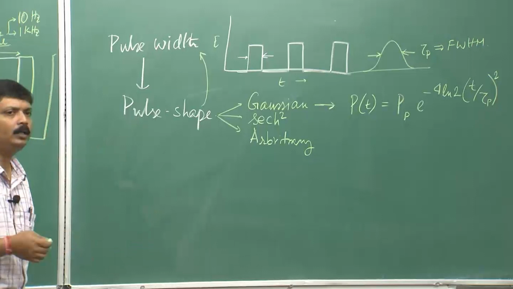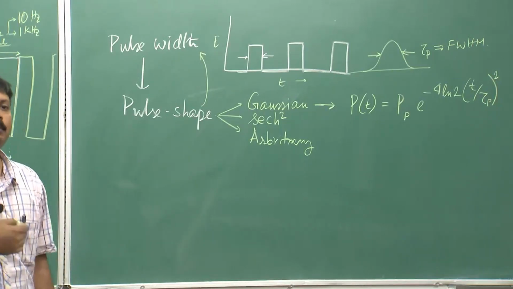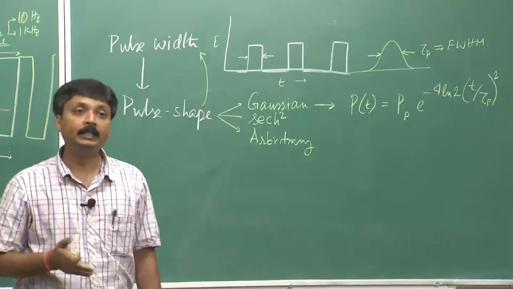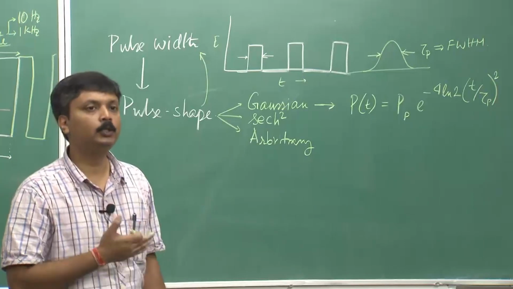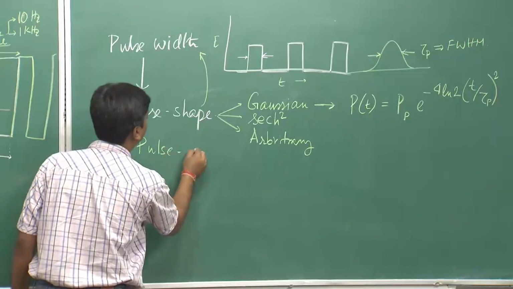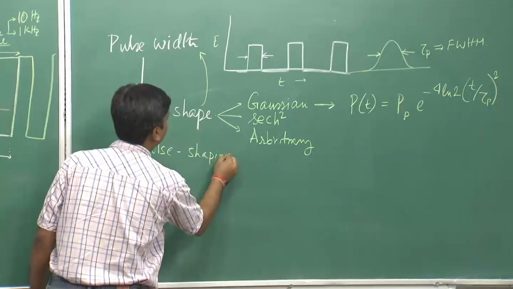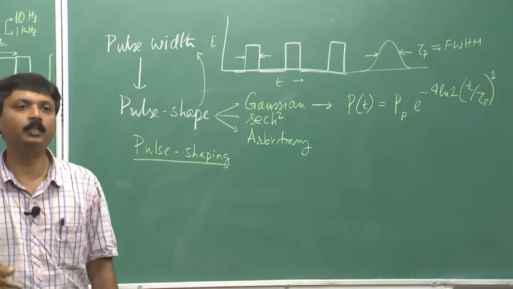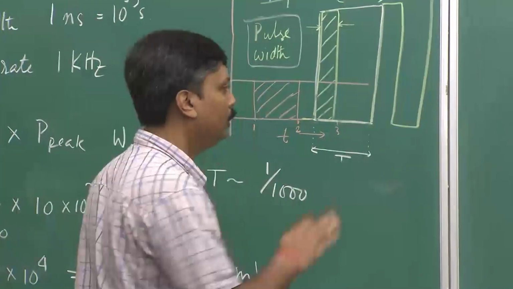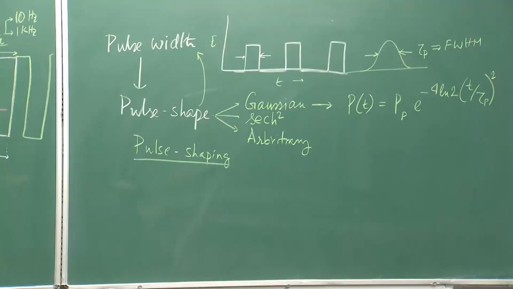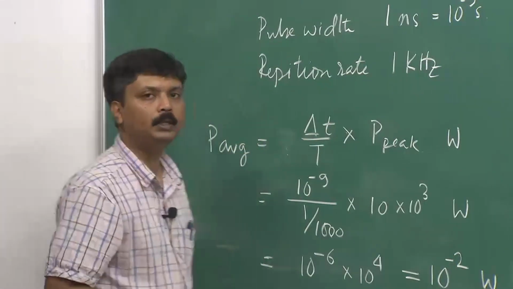So you know now that there are many things regarding the pulse shape, and there is actually a totally different topic of research which deals with the temporal shapes of the pulse, known as pulse shaping. It is good to know this. Different shapes of pulse can do different jobs, and that is why people are interested in pulse shaping. We discussed this pulse width because we have used it in finding the peak power.